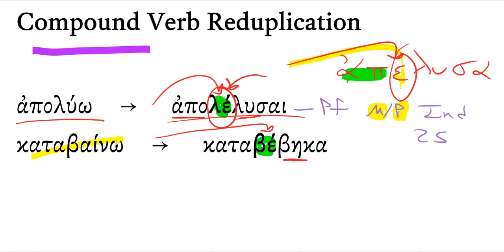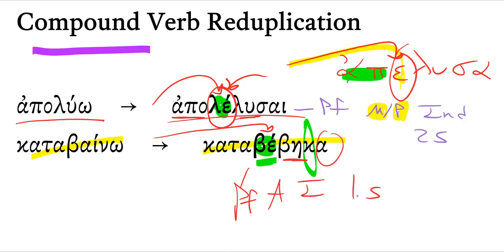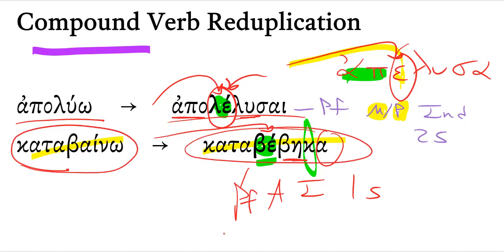Now, katabaino means I am going down. Katabebeka, notice this is the active, right? We have kappa, we have our reduplication. So parsing this would be a perfect, and I realize you haven't learned these paradigms yet most likely, but perfect, active, indicative, and that ending is first person singular. So it would be I have gone down. This is I am going down, katabaino, katabebeka. I have gone down, right?